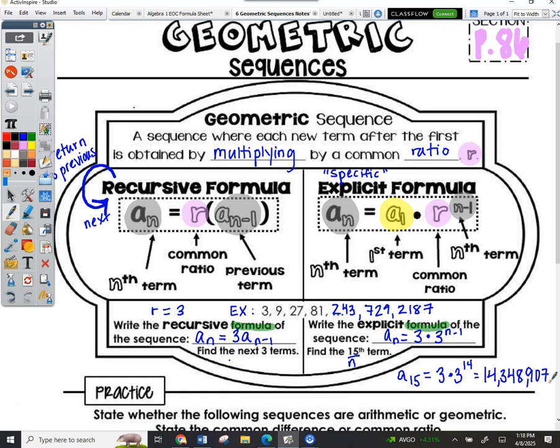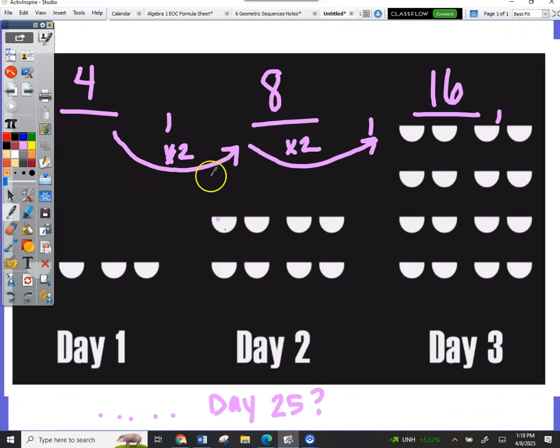14,348,907. Yes? Jackson, you with me? All right, now watch this. Y'all are going to get so mad at this. Watch. Remember this? Please use the explicit formula right now to find the 25th term. Use the explicit formula right now to tell me how many eyes would there be on day 25.